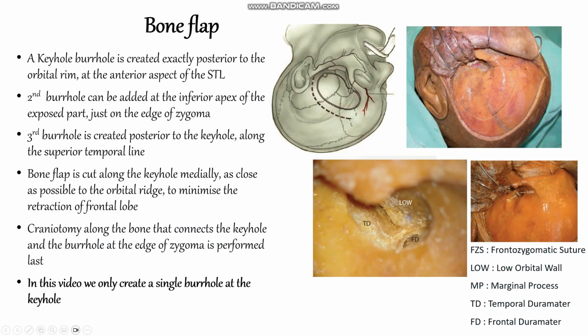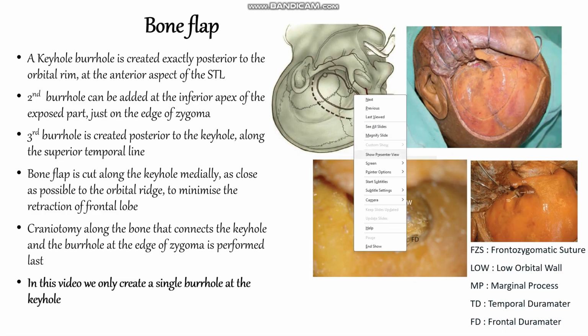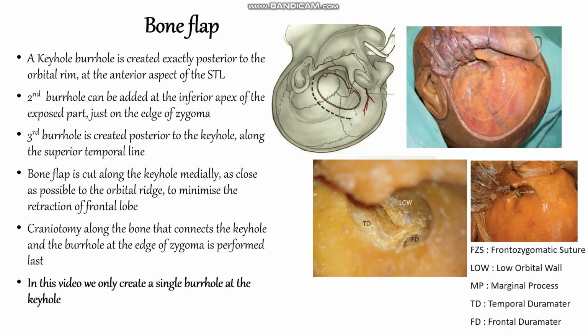The bone flap. For the bone flap, we can create first the keyhole. The keyhole is created exactly posterior to the orbital rim at the anterior aspect of the superior temporal line. Here we can see the superior temporal line here, and we create the keyhole just behind it. And then the second burr hole can be added at the inferior aspect of the exposed part, just on the edge of the zygoma, around here.